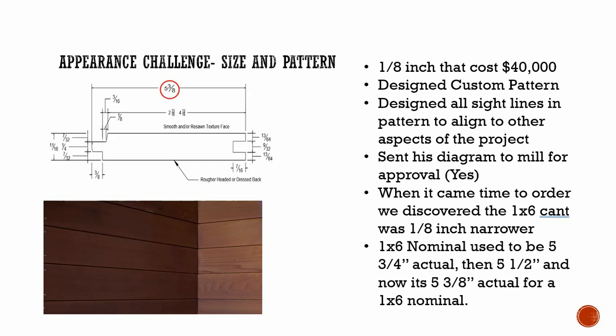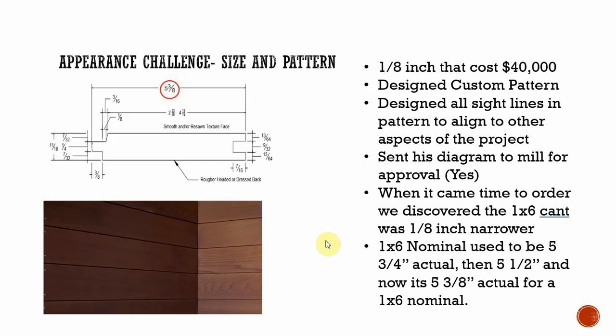So long story short, we tried to redesign that pattern every way that we could, and there was no way to get his sight lines to line up. We had to mill it out of an 8-inch. Okay, we had to mill 7/8 inch of sawdust on every single board, and it cost over $40,000. It cost $40,000 more than the original estimate because we missed a 1/8 of an inch change. We didn't know about this.